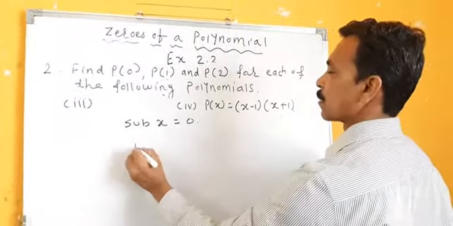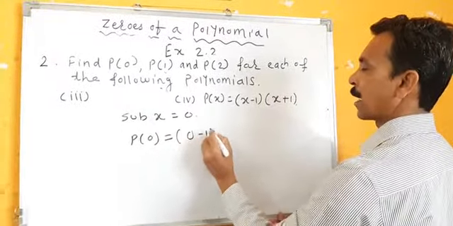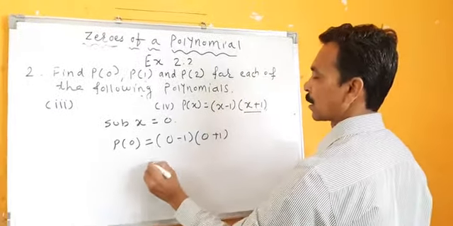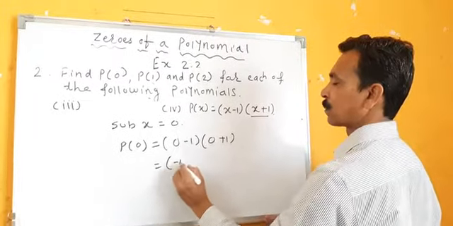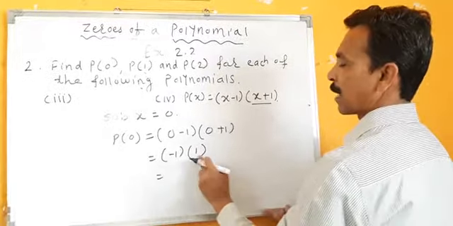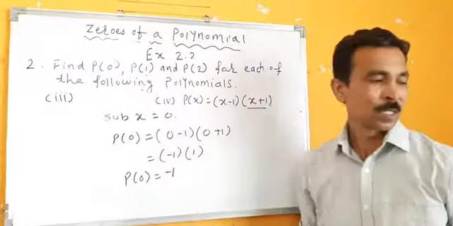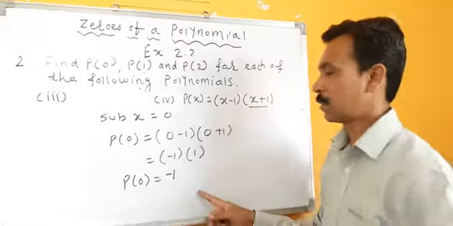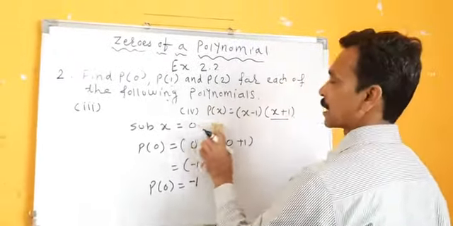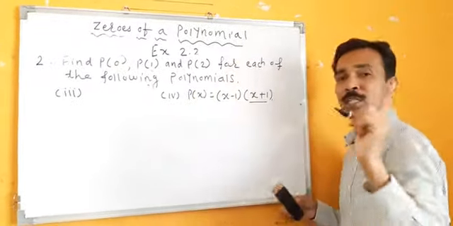So it becomes P of 0 is equal to x minus 1, which means 0 minus 1, into x plus 1, which means 0 plus 1. What is 0 minus 1? Minus 1, into 0 plus 1, which is 1. What is minus 1 into plus 1? Minus 1. So what is P of 0? Minus 1. Right? Now I'll put the value of x as 1. I'll rub this out for the second part, because we have to find for 3 values: 0, 1 and 2.